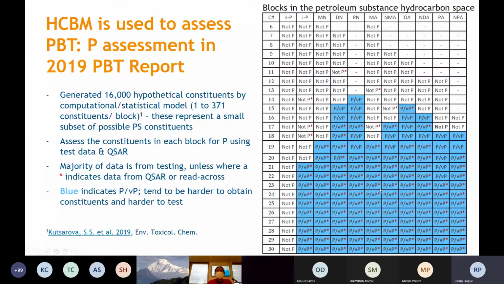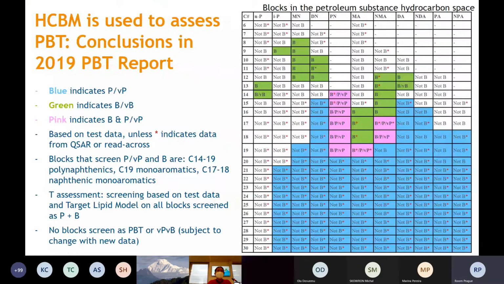So the blocks in blue on this chart are those that are assessed as persistent or very persistent. You will note that most of these are based on QSAR data. And that is because it is difficult to test these constituents. They are harder to obtain and they are difficult to physically test. We then do a similar analysis for bioaccumulation. So if blue indicates persistence here, green indicates bioaccumulative or very bioaccumulative. And then the blocks in pink are those where they are both bioaccumulative and persistent.